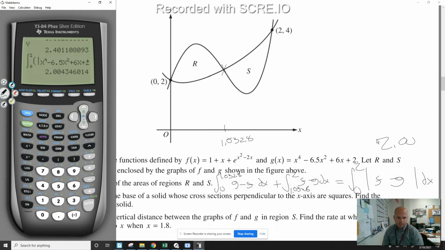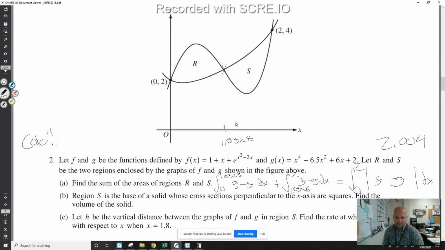Round and truncate to 3 decimal places. The region S, okay, we need this value. As cross sections perpendicular to the x-axis, they're squares. What's the volume of the solid? So squares is the side length squared. I'll take an infinite sum from this 1.0328 number to 2 of these base lengths squared. The base lengths are the f minus the g function.